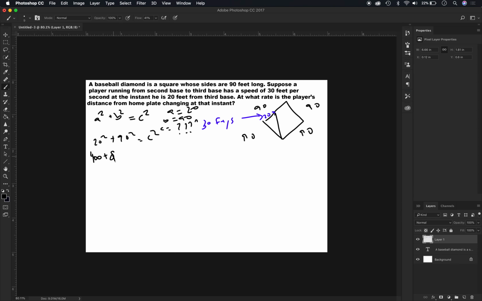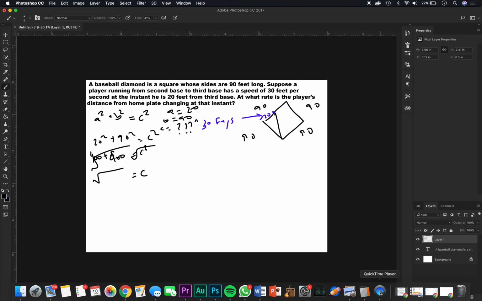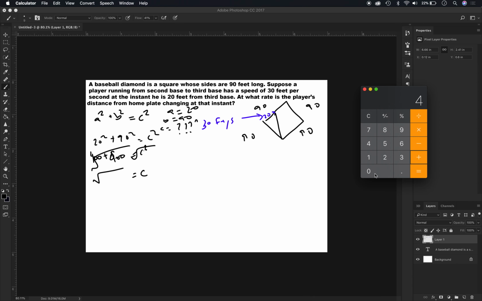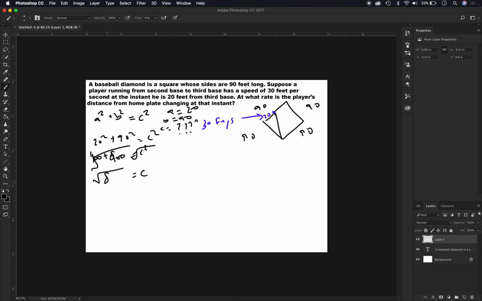8100 equals C squared. Square the whole thing. What do we have? 400 plus that, 8500. That's a nasty number, so we're just going to keep it in the square root. And if you have homework online, enter it in the square root, otherwise it won't take it. Just a fun tip.